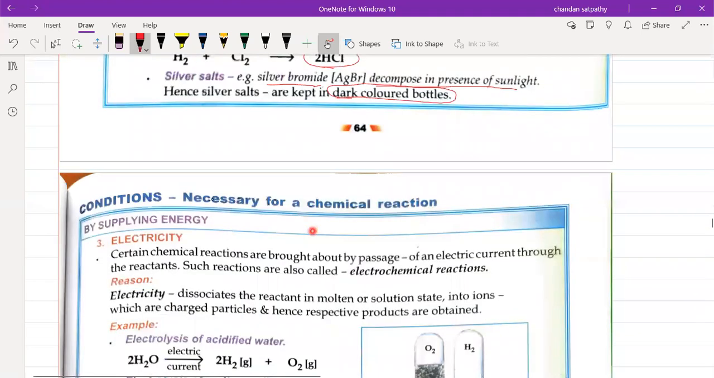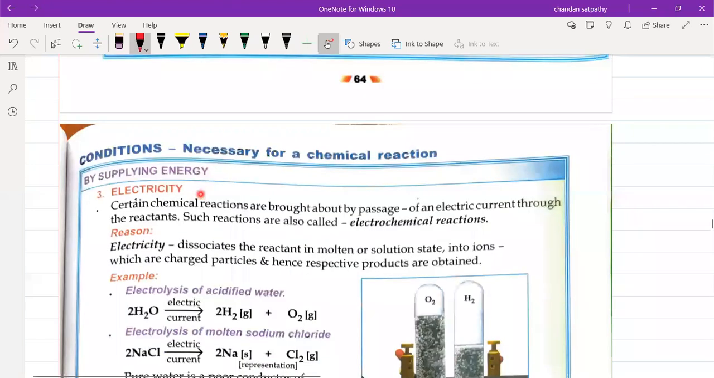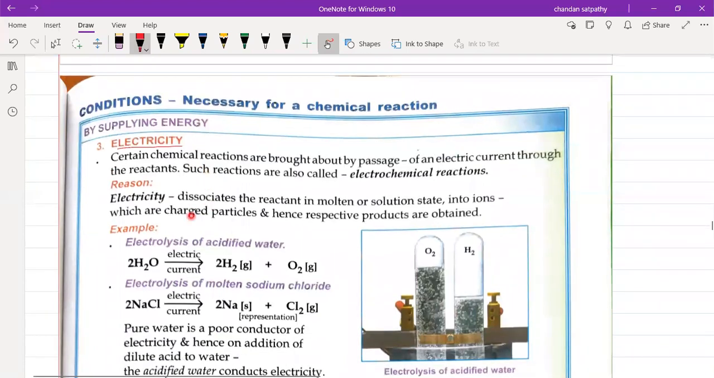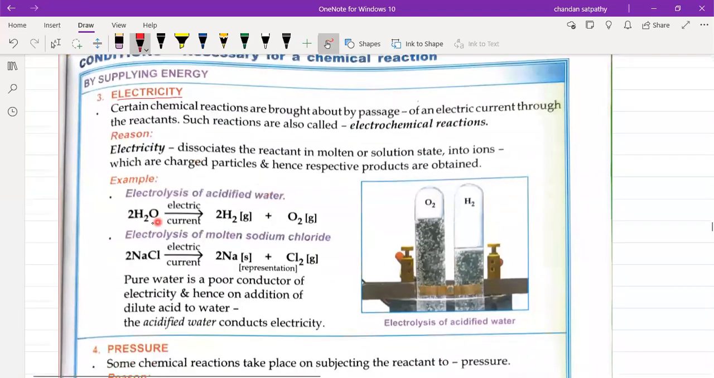Next condition is electricity. Some reactions start when electricity is given to them. Why? Because electricity causes formation of ions, and then the reaction starts. For example, when we pass electric current through acidified water, it forms hydrogen and oxygen. Similarly, when electricity is passed through molten sodium chloride, remember here it is molten, meaning we melt the sodium chloride, then if we pass electric current, it breaks into sodium and chlorine gas.